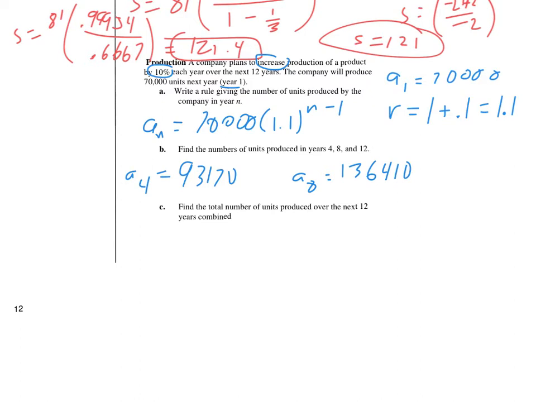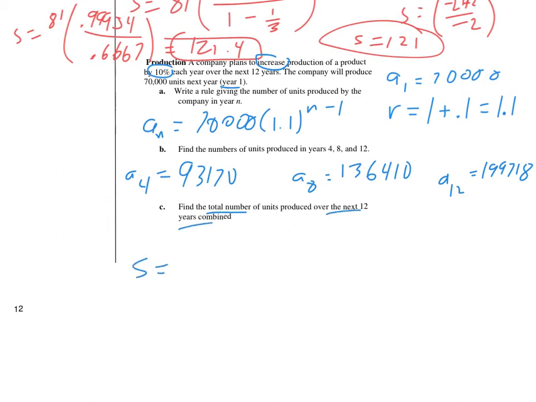I would actually stop there. I would not put a decimal since it's number of units. So you can't really make like 0.1 or 0.2 of a unit. And then for a sub 12, I would just plug an 11 into the exponent. And so that is 199,718.